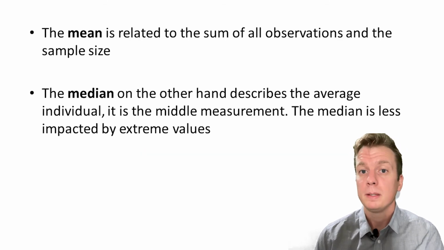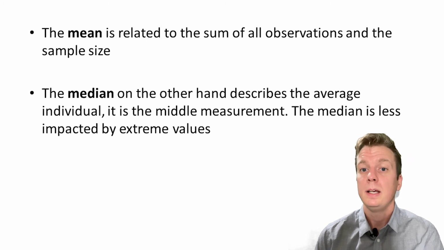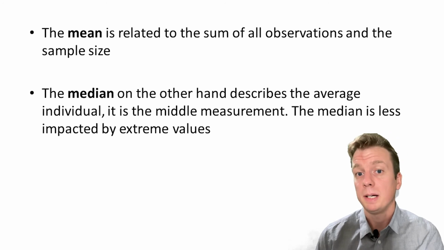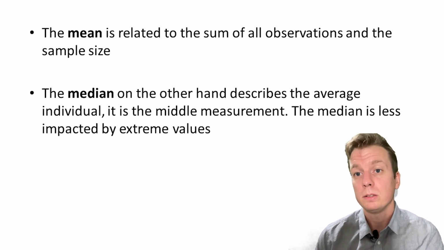In general, the mean is more convenient to use mathematically. However, the mean is related to the sum of all observations and the sample size. The median, on the other hand, describes the average individual. It is the middle measurement. The median is less impacted by extreme values. The choice of using median or mean is most important when the data is really skewed.